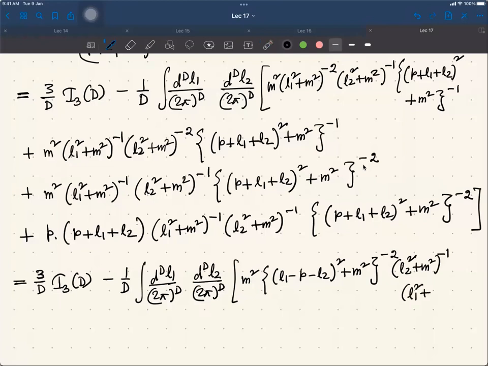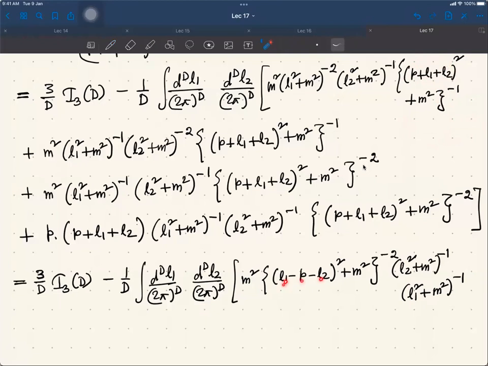L1 square plus M square to the minus 1. Right? Let us check if I've done right. So let us call this L. If it is L, then L1 must be L minus P minus L2. L1, this is L. So L1 is L minus P minus L2. So I substitute it here. So this is L minus P minus L2.